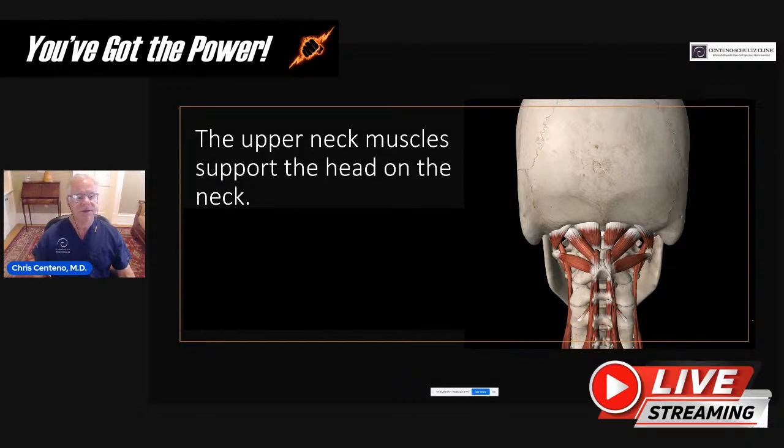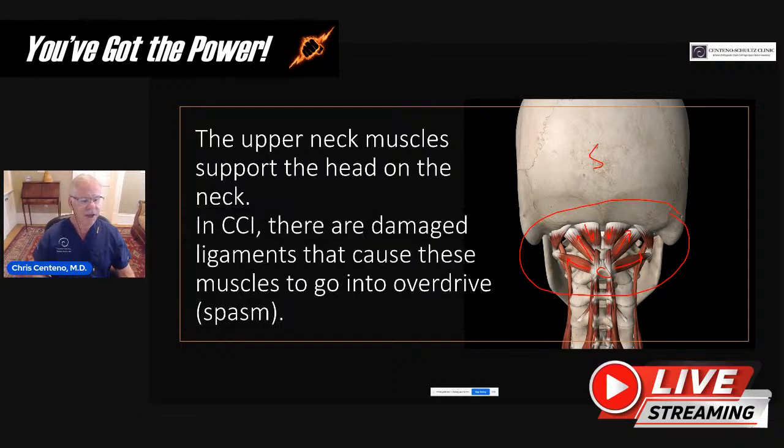The upper neck muscles support the head on the neck. You don't have to be a rocket scientist to look at these muscles and how they sit in here. You've got two that go this direction, and you've got two that go that direction, and others that go this direction. You can see that the goal of these muscles is to stabilize the skull on the cervical spine; their job is to stabilize a bowling ball at the end of a stick, if you will. In CCI, there are damaged internal ligaments that cause these muscles to go into overdrive. They're supposed to help stability and move the head on the neck, but when they become the primary stabilizers because the ligaments aren't working, they go into spasm because they're not used to doing that.